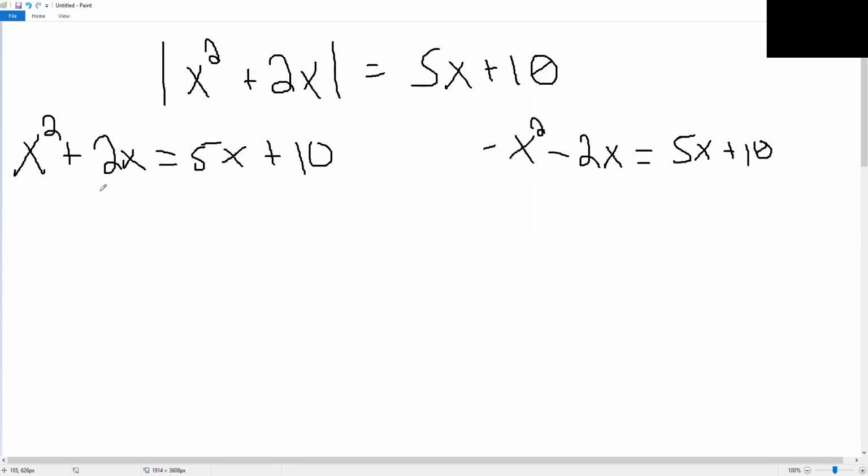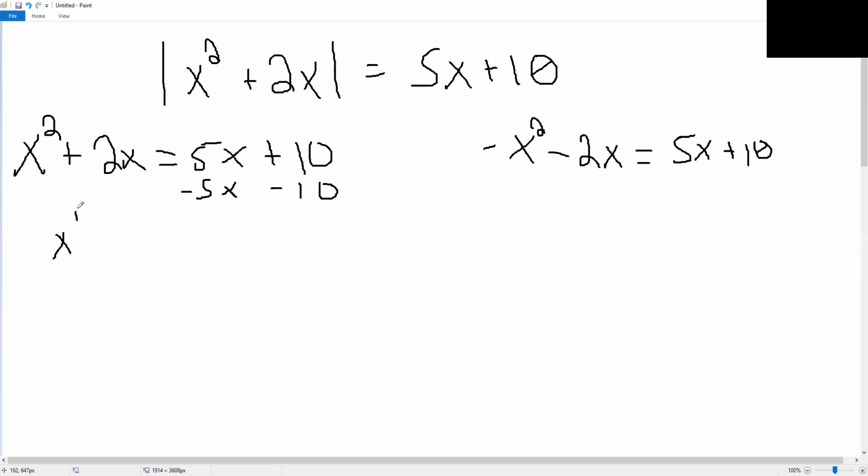Now, all we have to do is solve for these and we'll have our answers. And notice it will give you 4 different answers because this x squared will give you 2 answers here and 2 answers here. So let's solve for this one. Let's just move the 5x and the plus 10 to the left-hand side. So as you know, to move the 5x, you got to make it a negative 5x. And to move the 10, it's got to be a negative 10.